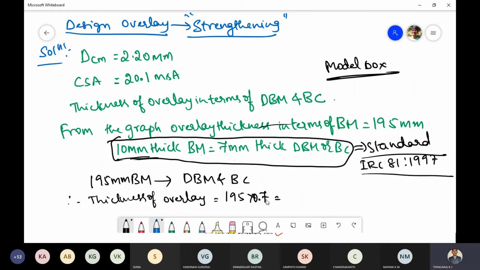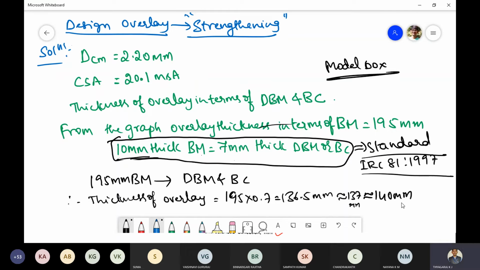$195 mm. Okay, correct. 0.7. So check how much you are going to get. 136.5 mm. So we can call it 137 mm. We have to provide it in terms of DBM and BC, so we can round it to approximately 140 mm.